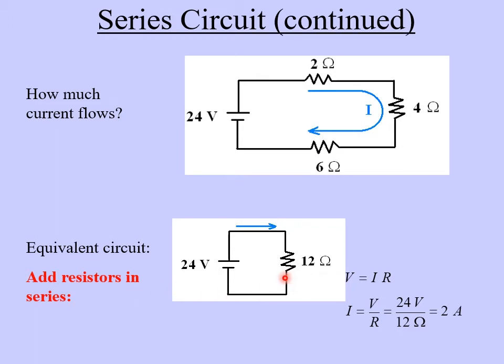So now we can figure out the current of this circuit because we have a 24-volt battery and we have a 12 ohm effective resistance here. So using Ohm's law, V equals IR, we can solve for I, which is equal to V over R. V is 24 volts. The R is 12 ohms. 24 divided by 12 is 2. So the amount of current that flows through this circuit here is 2 amps.